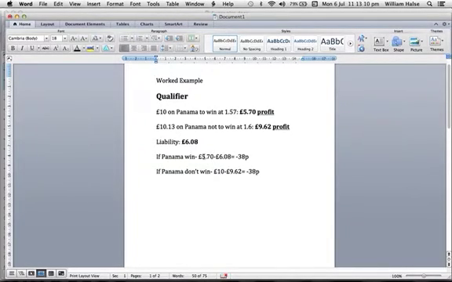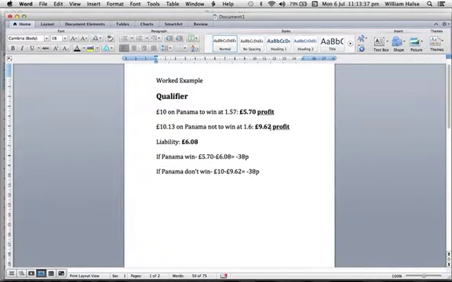So this means that it's a 38p loss, because £5.70 minus £6.08 is minus 38p. If Panama don't win, then we lose the £10 stake that we bet to Paddy Power, because our Paddy Power bet didn't win. However, we keep the other person's money, because we laid Panama, we said Panama would not win, and we keep their £10.13.